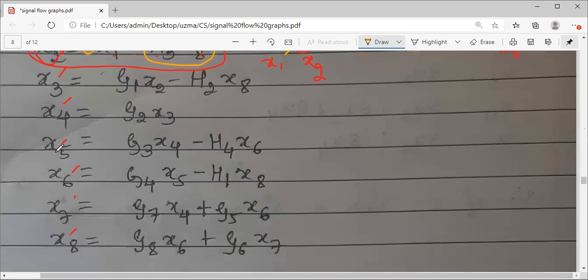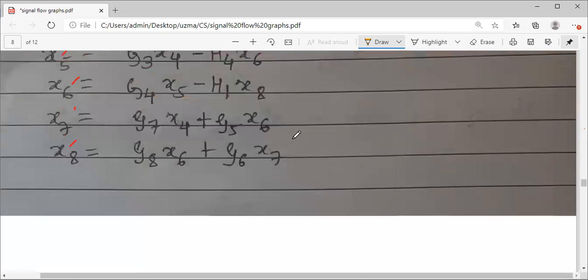Similarly, you can try for the remaining equations and try to draw the signal flow graph. Okay, I'll be sharing these two questions in your group.